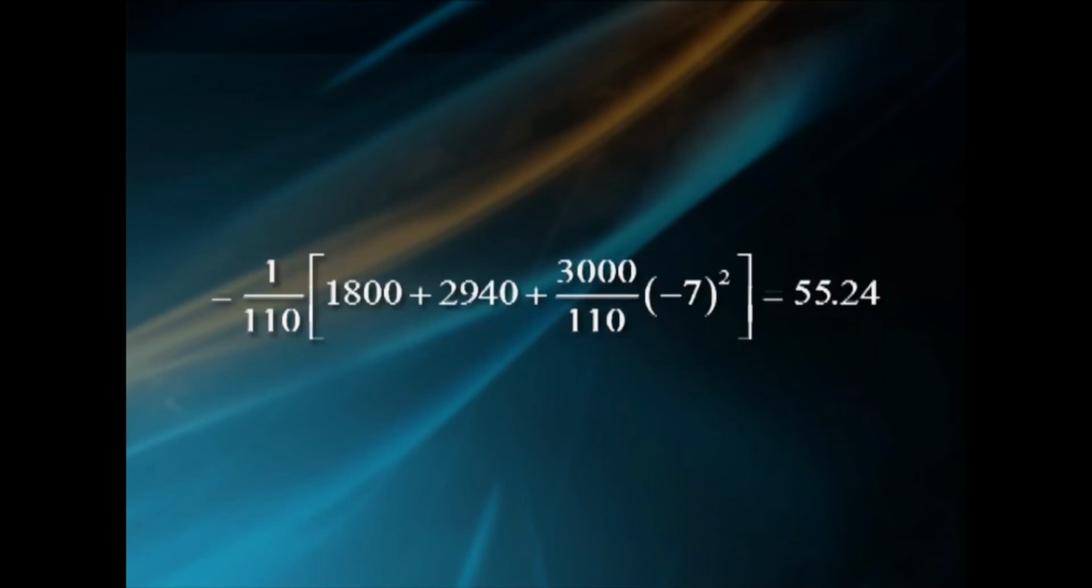That is 1 by 110 into 1800 plus 2940 plus 3000 divided by 110 into minus 7 square, that is equal to 55.24. This implies sigma equal to square root of 55.24, that is equal to 7.43.